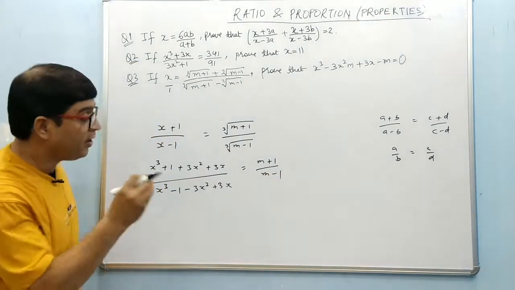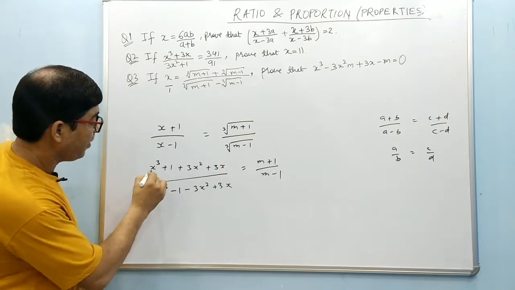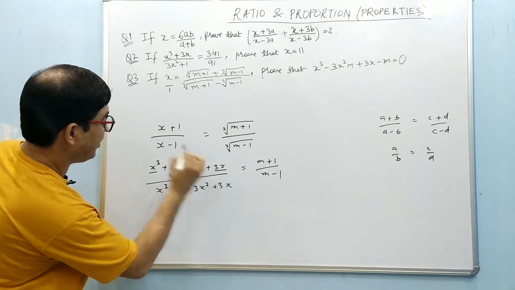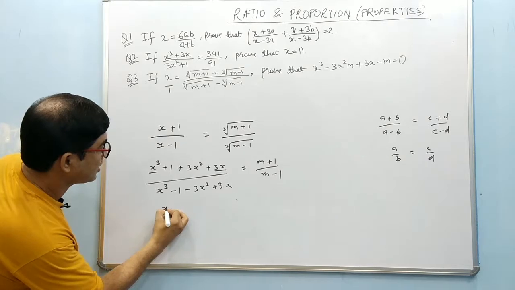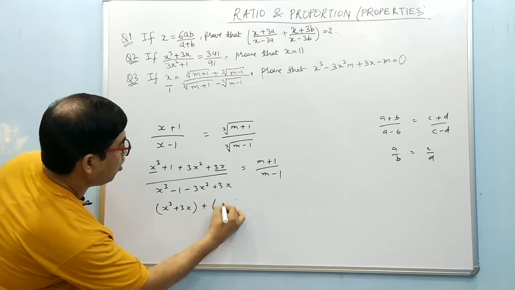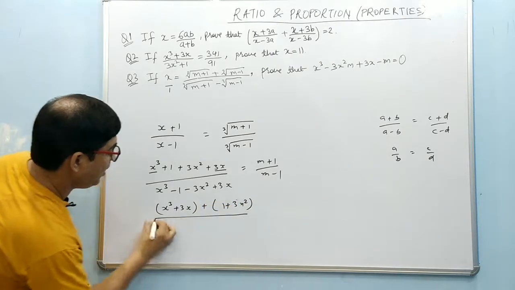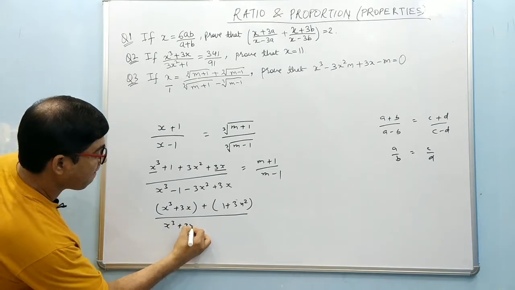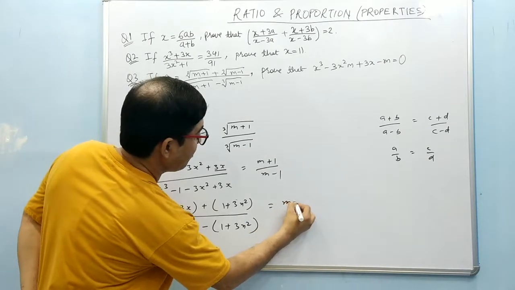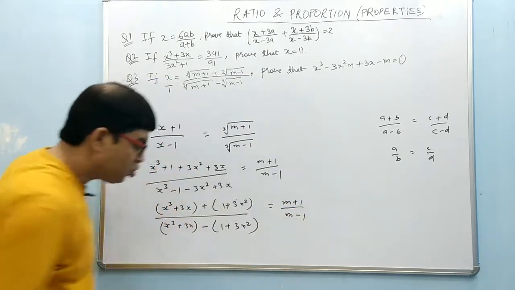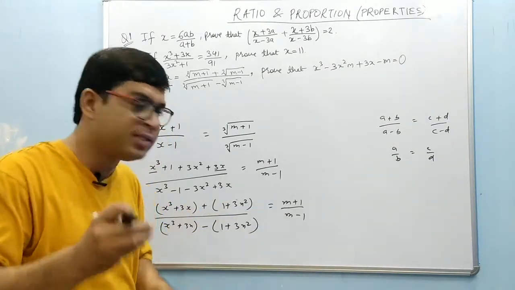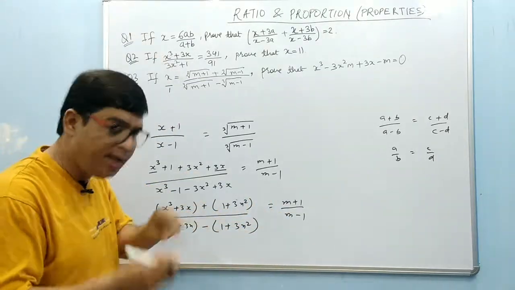So see here, again I can apply C and D. Here this is in the fashion, this like same, this like same. On combining the terms, you can just write x cube plus 3x plus 1 plus 3x square, and here x cube plus 3x minus 1 plus 3x square, and here it is (m+1)/(m-1). So now again it is in the form of (a+b)/(a-b), (c+d)/(c-d). Apply C and D, it will give us a by b.